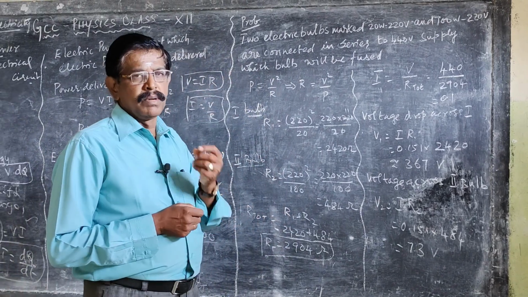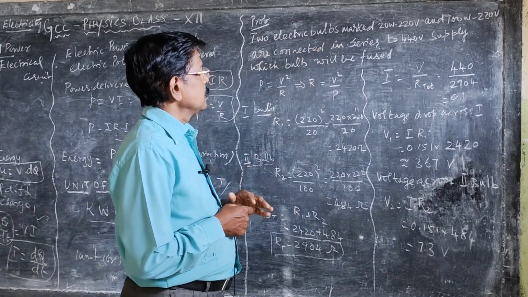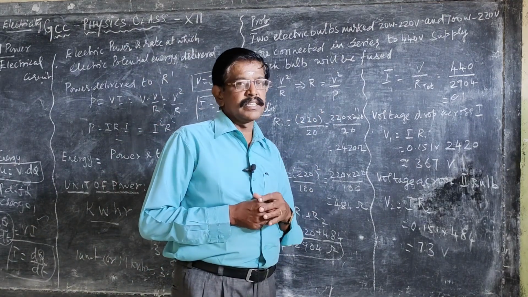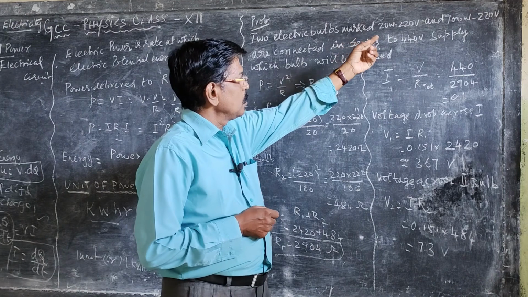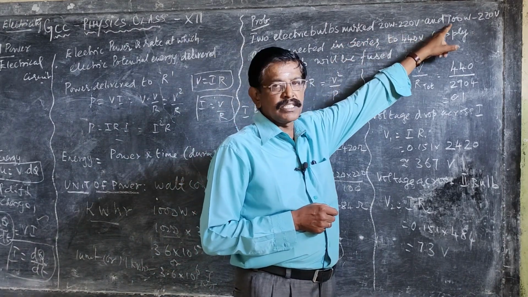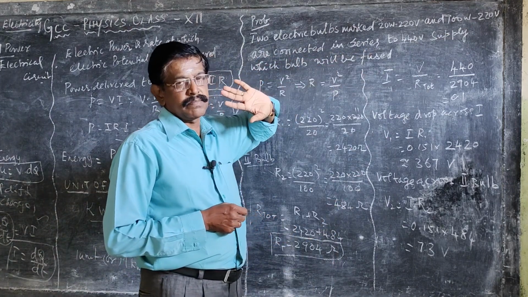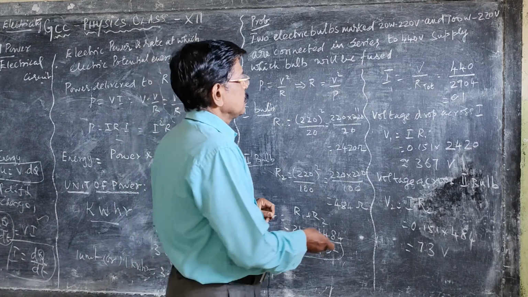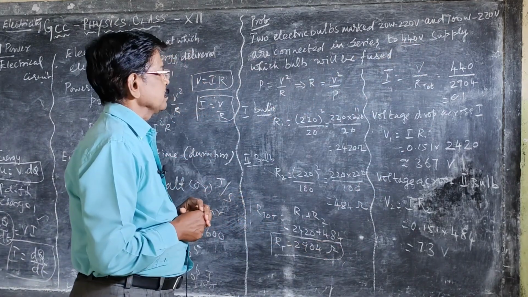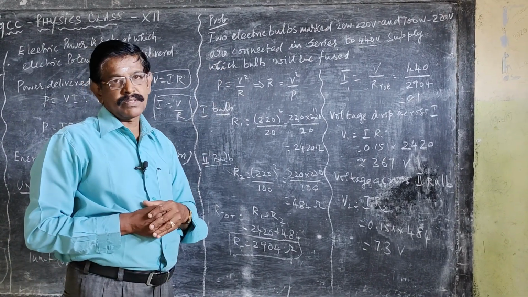Now a related problem. 2 electric bulbs marked 20 watt, 220 volt. The power rating is 20 watt, voltage rating is 220. And the second bulb rating is 100 watts, 220 volt, are connected in series across the 440 volt supply. See, the question is, which bulb will be fused?